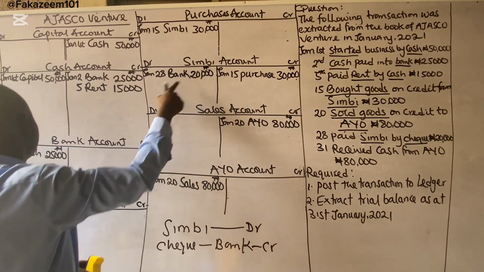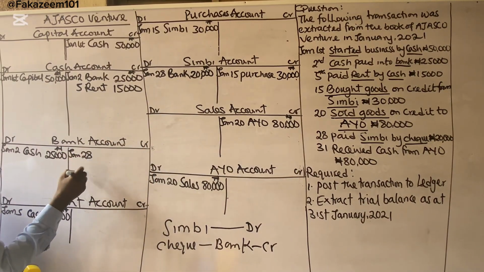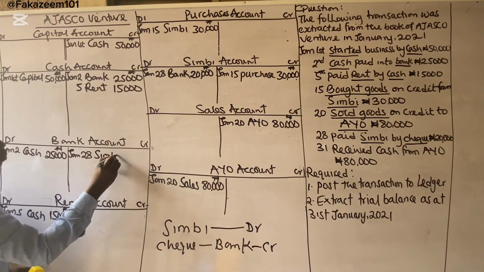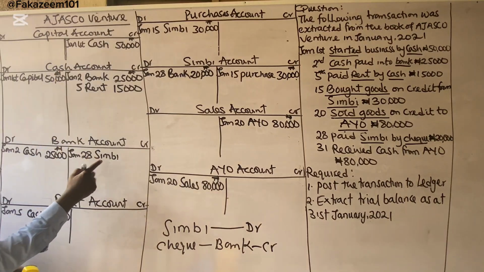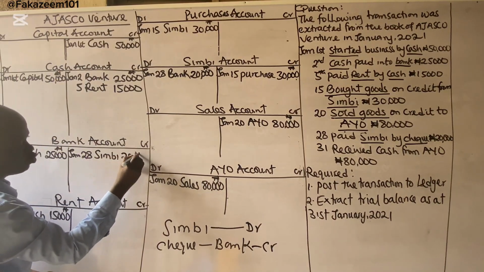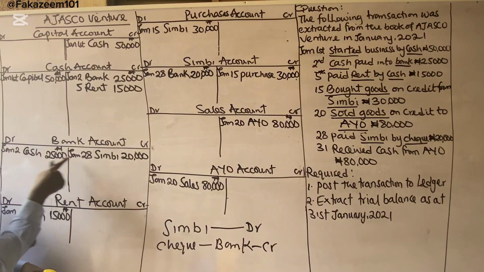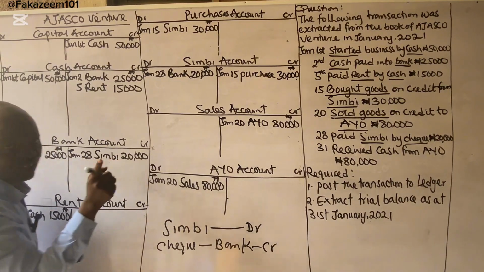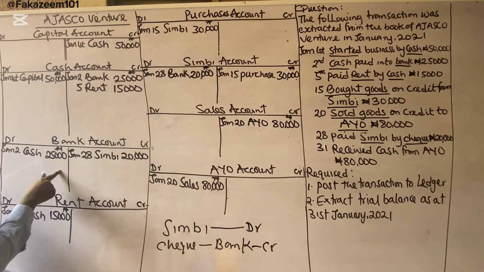For every debit entry, you go to the bank account on January 28th, the same bank you have opened before, and credit, meaning money is going out through the bank of Ajasco Venture. How much is going out? 20,000. How much did they have in the bank before? 25,000. Out of 25,000, they have paid Simbi 20,000. Meaning what is left in the bank account of Ajasco Venture is 5,000 naira.